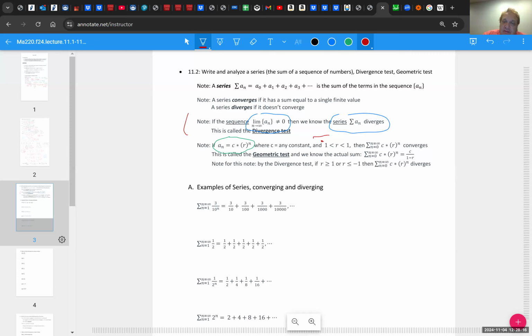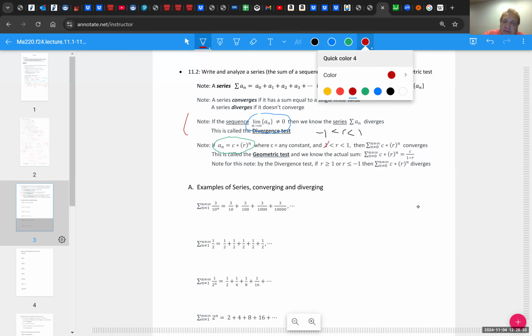All right, let me write this up here just so that I don't confuse more people. So this should be -1 < r < 1. Apologies for that typo. Kind of an important thing to have there, correct?